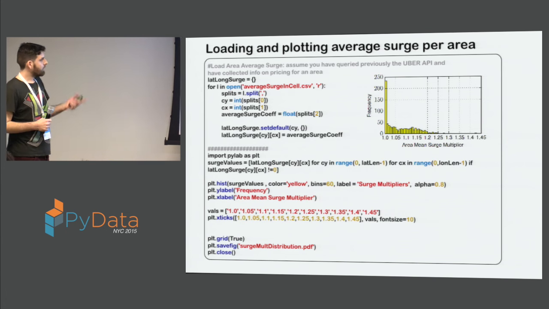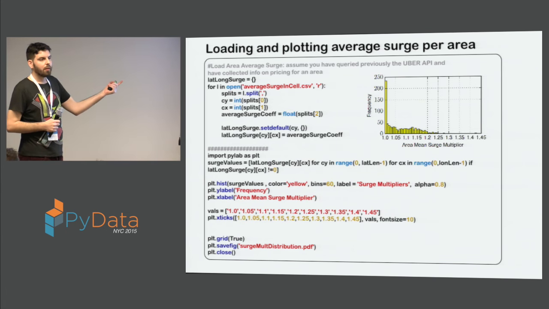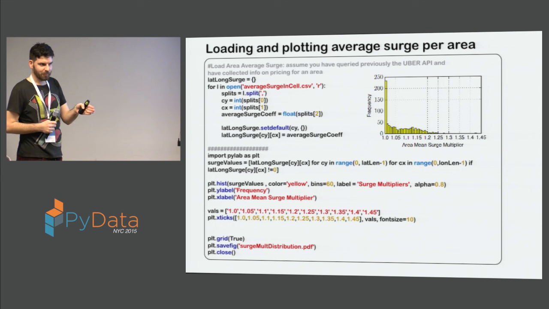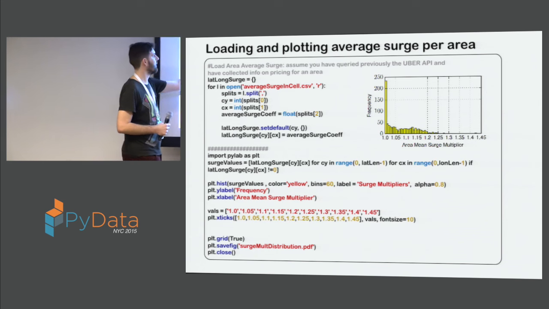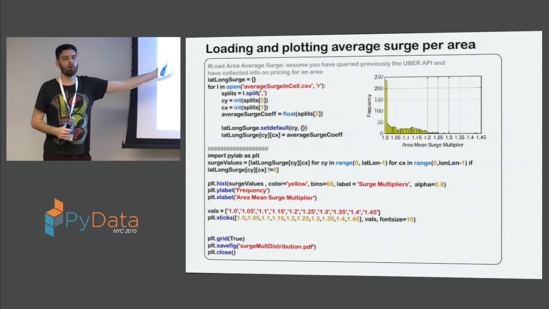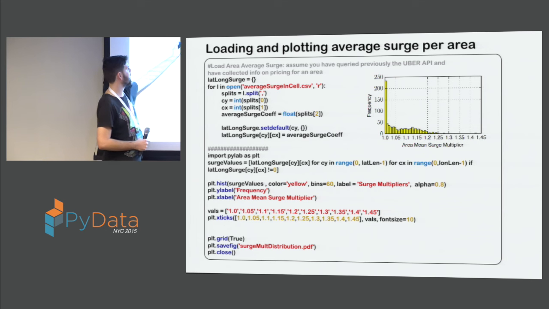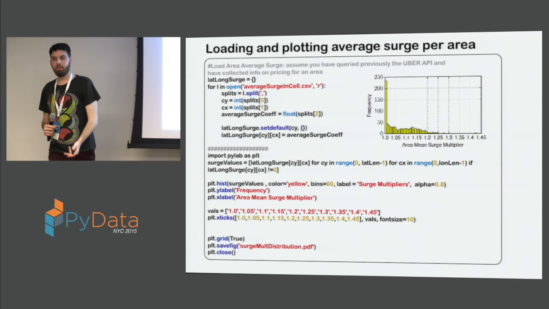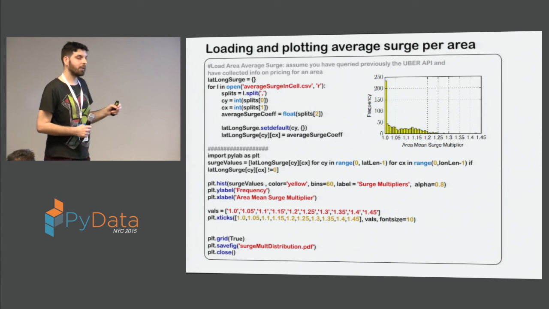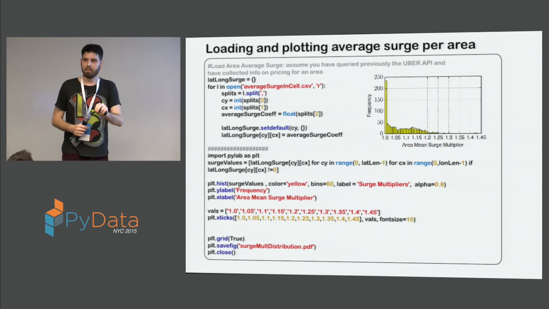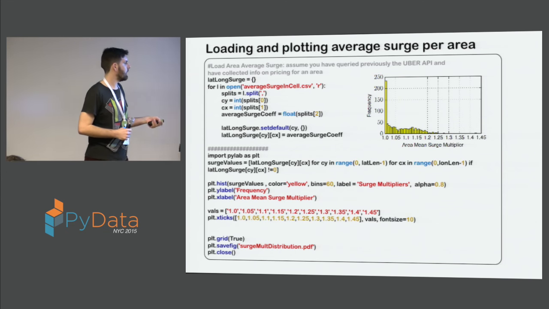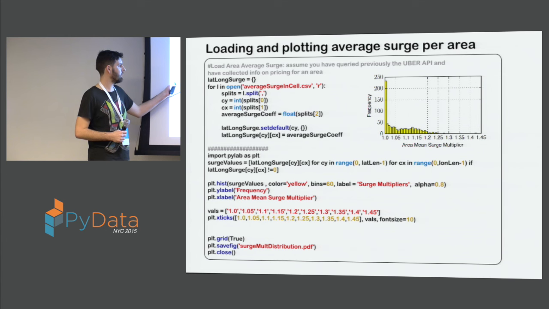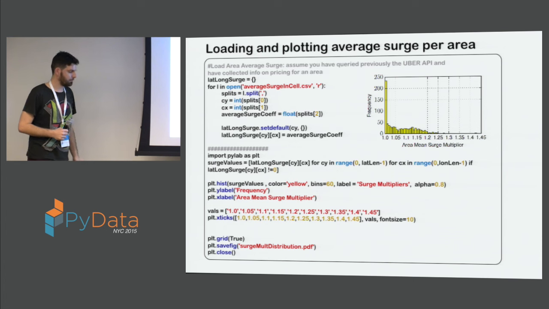Right. So here I'm getting to how we plot the distribution of surge values per area. If you run this, you will get this graph. We assume that we have crawled the Uber API. We use this average surge in cell CSV file to get for every area the average surge multiplier. And then effectively we use a Python histogram to plot all the surge values. And this is what it looks like.